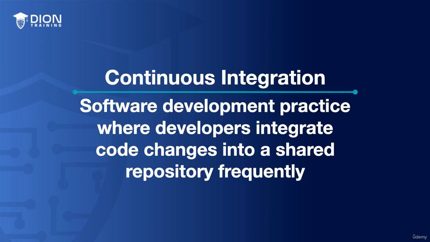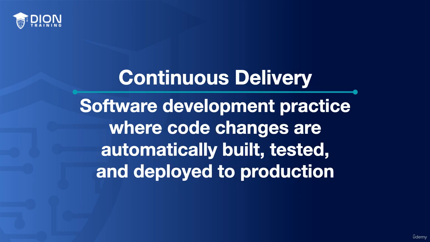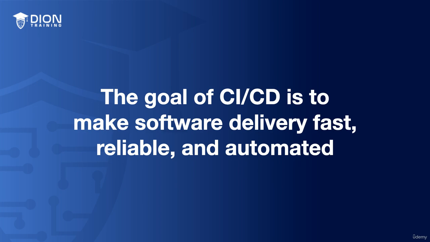Now, the first part of this is continuous integration, and continuous integration is a software development practice where developers integrate their code changes into a shared repository frequently. This practice allows developers to detect errors or conflicts in the code changes much earlier in the development process. Now, the second part of this is continuous delivery, and continuous delivery is a software development practice where the code changes are automatically built, tested, and deployed into a production environment. The goal of using continuous integration and continuous delivery is to make software delivery fast, reliable, and automated.